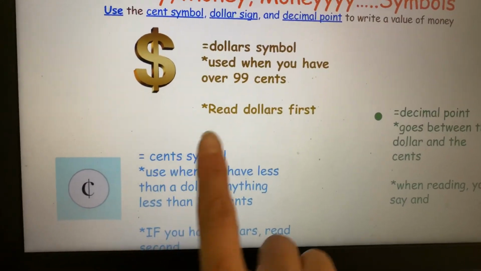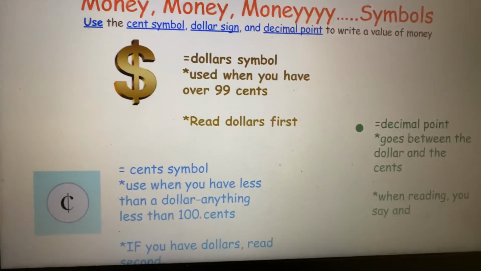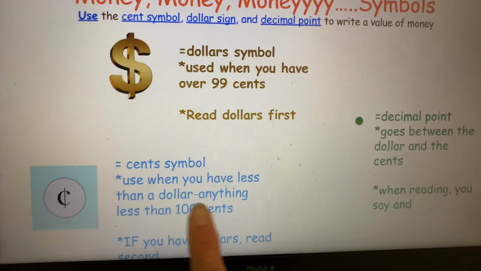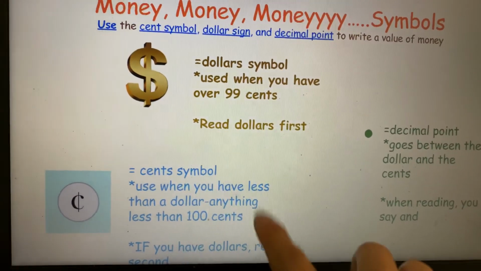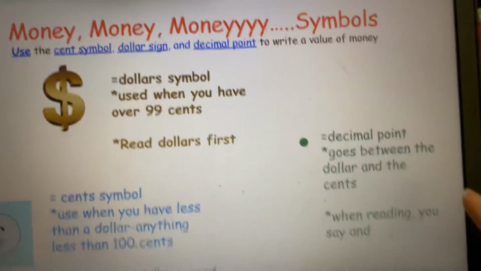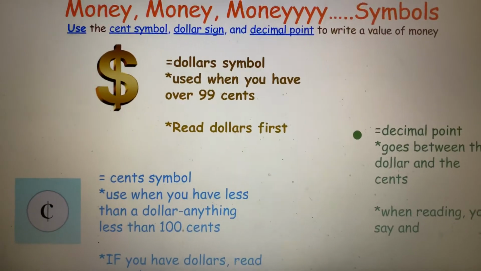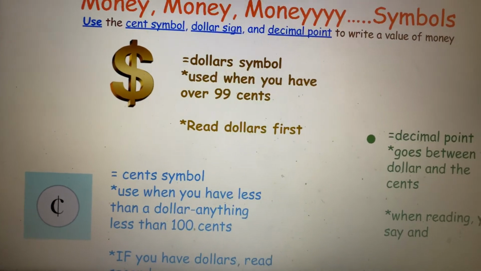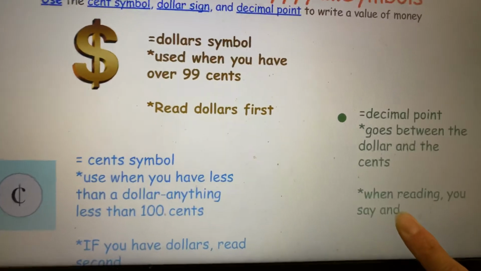Again, when you have less than 99 cents, you're going to use your cent sign after. So the cent symbol is used when you have less than $1. And then you'll read the cents after your dollars. If you don't have any dollars, again, you read the cents first. And then our last symbol for the week is our decimal point. Your decimal point shows that either to the right side of the decimal point is your cents, or to the left side is your dollars. And remember, that stands for the word and.